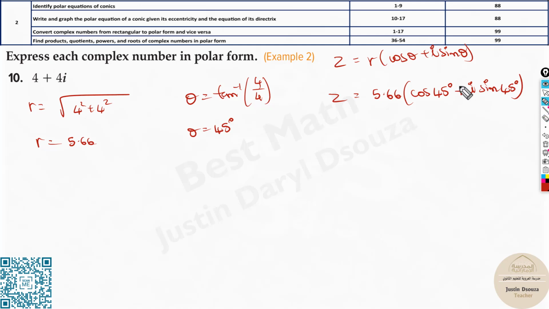This is the answer. Now you can even write it in radians. Now this is correct, 5.66. What is 45 degrees in radians? It's pi by 4, isn't it? So we just write cosine pi by 4 plus i sine pi by 4. If I was correcting your paper and you had just written 45 degrees, I would give you full marks. But sometimes they would expect you, because it's in polar form, to convert it to radians as well.